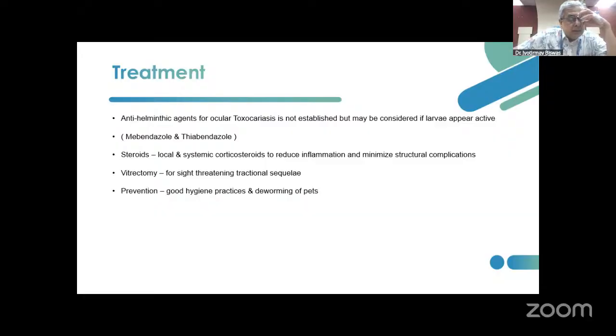Treatment is very limited. Antihelminthic treatment is of doubtful role. We can give tablet thiabendazole or mebendazole, but their role is doubtful because by the time we see it, the parasite is dead. Local and systemic corticosteroids are the mainstay of treatment to reduce the inflammation and minimize structural complications. Vitrectomy is very helpful for sight-threatening complications, to remove all the bands and vitreous haze. Prevention is good hygiene practice and deworming of the pets.